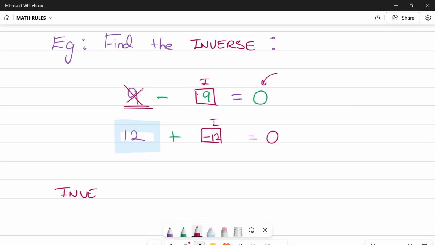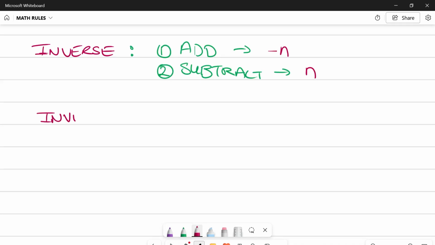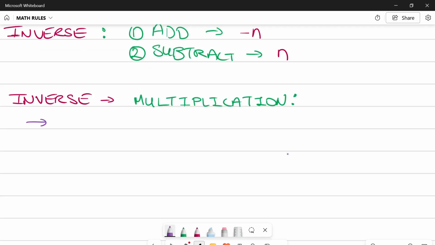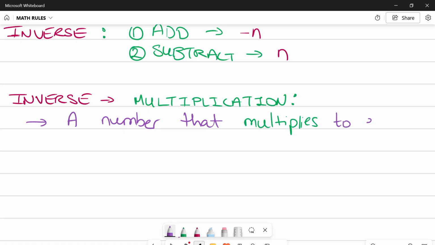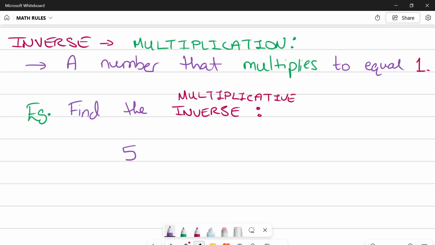The inverse of a number when doing addition is the number in negative form. The inverse when doing subtraction is the original number. Again, the inverse is a number that cancels our original number. Well, let's look at the inverse when doing multiplication. The inverse when doing multiplication is a number that multiplies to equal 1. Let's look at an example. Suppose we are asked to find the inverse of 5 when doing multiplication.